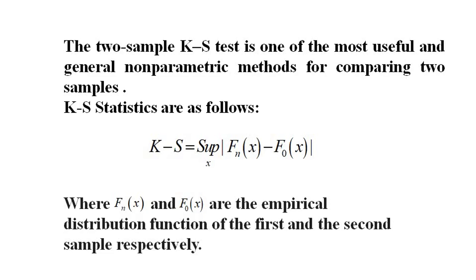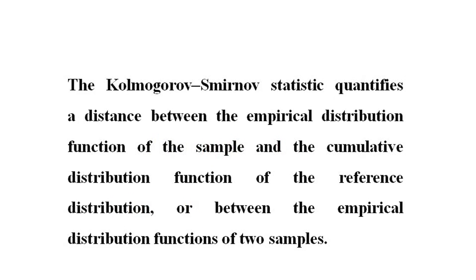KS equals supremum of F_n(x) minus F_0(x), where F_n(x) and F_0(x) are the empirical distribution functions of the first and the second sample respectively. The Kolmogorov-Smirnov statistic quantifies a distance between the empirical distribution function of the sample and the cumulative distribution function of the reference distribution, or between the empirical distribution functions of two samples.